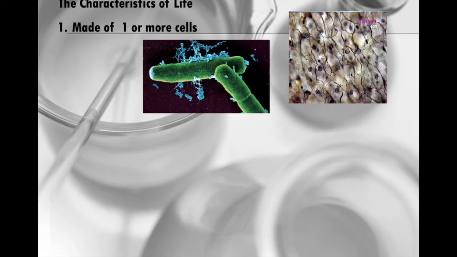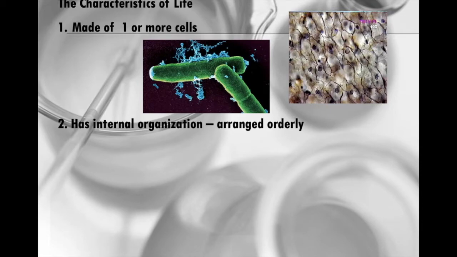The other picture that you see over here is some skin of a frog that's been stained. Frog skin isn't normally this color, it's been stained. And you can see lots of individual cells here that all make up this skin of the frog. So all living things across all of the kingdoms, all the way from bacteria to you, are made of one or more cells.